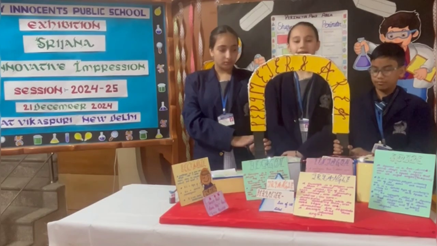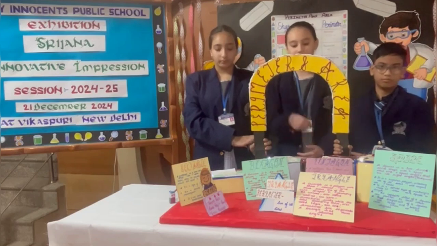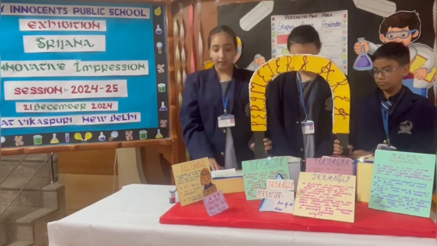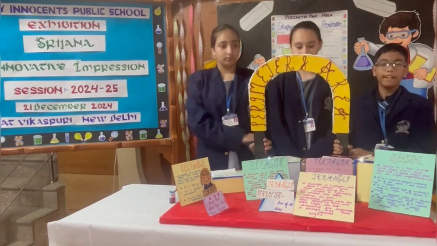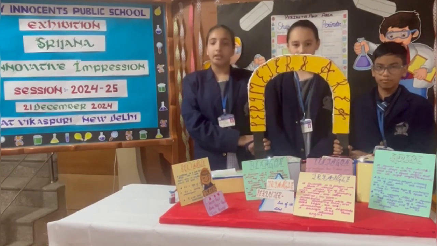And the next topic is area. Area is the space occupied by a closed figure. Area of a triangle is half into base into height. Area of a rectangle is length into breadth. Area of a square is side into side. There is no area formula given for pentagon and hexagon.